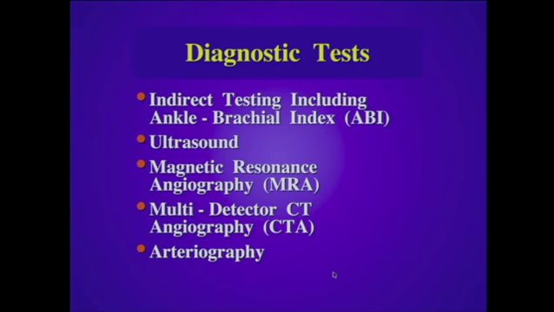We usually start out with the indirect tests, which include the ankle brachial index. We then may proceed to ultrasound. Other diagnostic tests include magnetic resonance angiography, multi-detector CT angiography, and of course conventional arteriography.